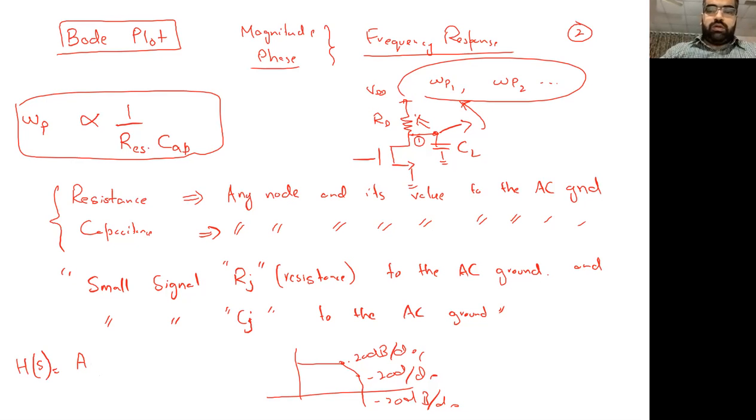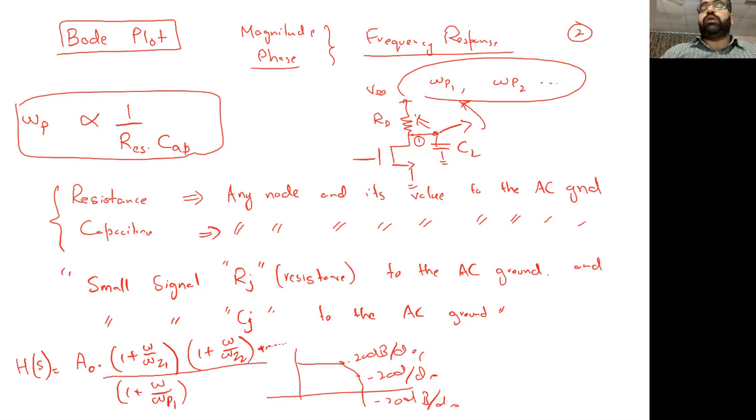A naught times 1 plus s over, or let me write the correct terminology which we are going to use in our system, omega over omega Z1. Zeros, because there are zeros too, which are going to come later when we talk about the two-stage amplifier. Product of 1 plus omega over omega Z2, and there can be multiple zeros too. So the numerator is multiplied, divided by the poles. The poles we know are because of the capacitance.